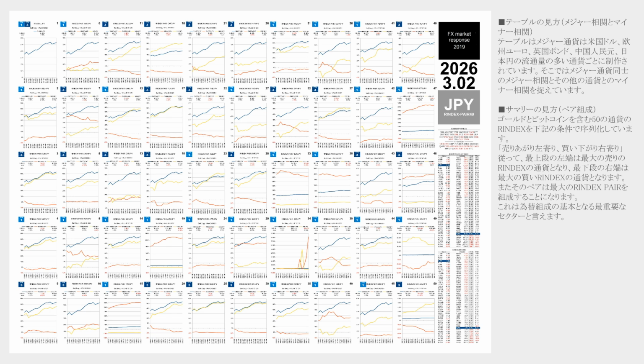How to read the summary, pair composition. The RINDEXs of 50 currencies, including gold and Bitcoin, are ranked according to the following criteria.